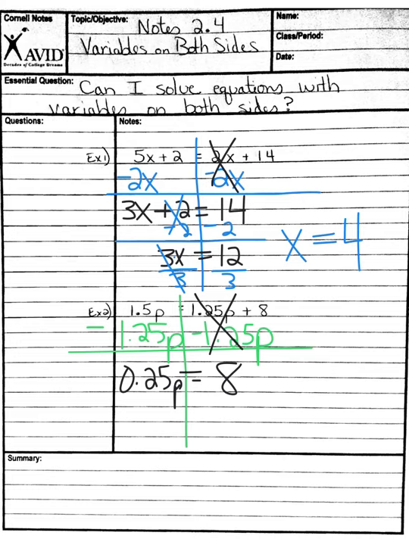25/100 times p, the inverse of multiplication, is division. So we're going to divide. Remember, we represent a fraction bar as division. Divide both sides by 25/100. And 25/100 divided by 25/100 just gives you that p by itself. And if you take 8 divided by 25/100, you get 32. Again, we showed you in the first couple lessons, you can check your work for all of these by substituting. We have one more example.